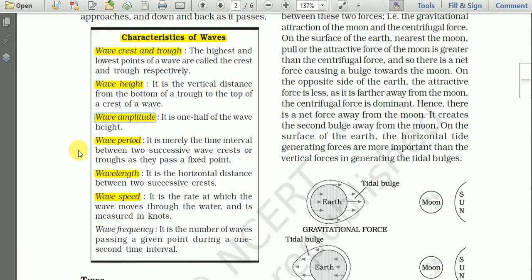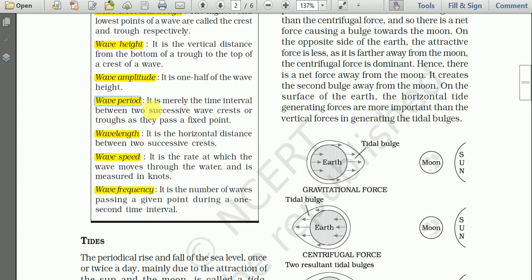And next we have the wave period. It is merely the time interval between two successive wave crests or troughs as they pass a fixed point. Wave period is the time interval between two successive wave crests or troughs as they pass a fixed point.